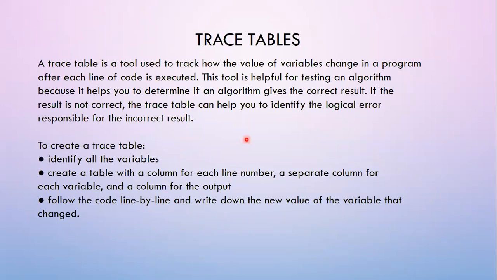Okay, so let's see here. Here's a definition for trace tables. A trace table is a tool used to track how the value of variables change in a program after each line of code is executed. Now, this is the lovely thing of Delphi. Delphi reads your code line for line, whereas Python or Java will run through the whole program and then go, oh, wait, there's an error.